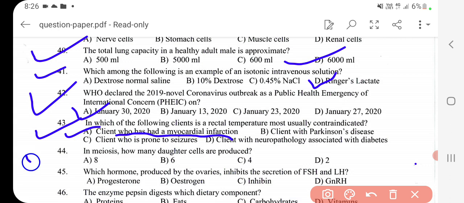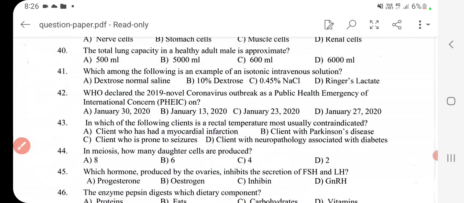Next, the 44th. In meiosis, how many daughter cells are produced? Options: 8, 6, 4, 2. The right answer is 4. In meiosis, 4 cells are produced. Option C. Next, which hormone produced by the ovaries inhibits the secretion of FSH and LH? Progesterone, estrogen, inhibin, and GnRH. So the right answer is inhibin. Option C.